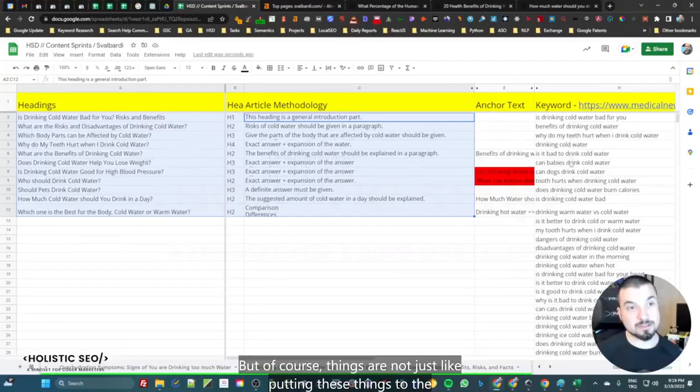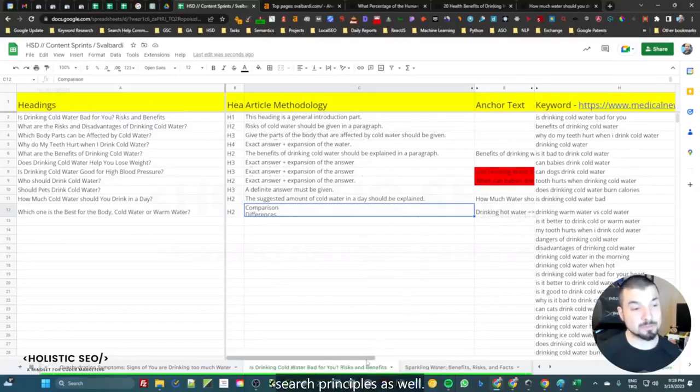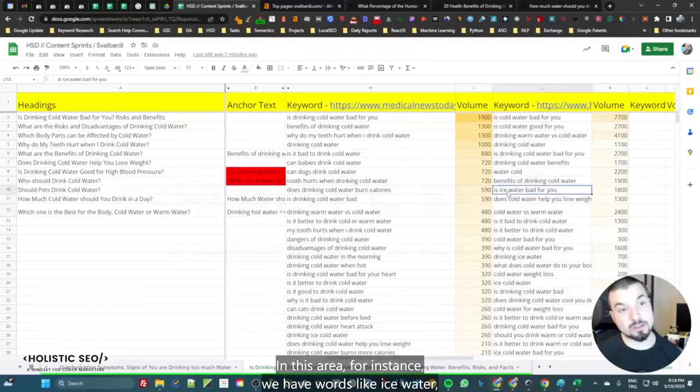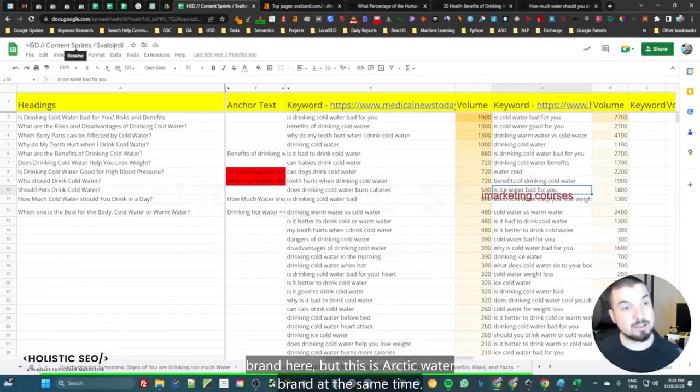But of course, things are not just about putting these terms into these areas. It requires understanding all these contextual search principles as well. So one more time, we will be using the specific sections in this area. For instance, we have words like ice water, which is also relevant to our source context because we are not an ice water brand here, but it is an Arctic water brand at the same time.